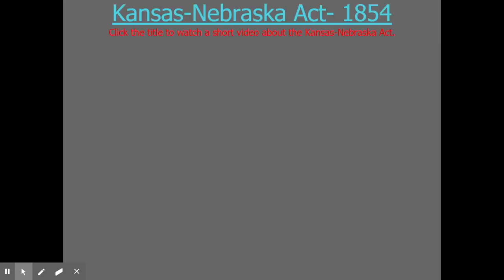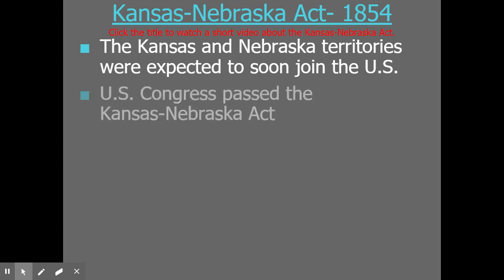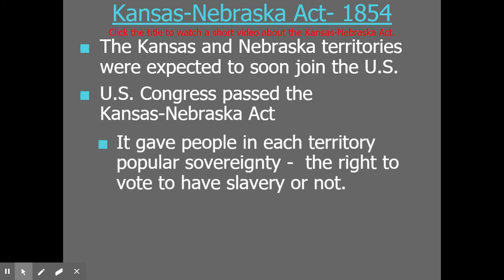All right, so 4 years later, we got another compromise or another act that we have to work our way through. Okay, so click here and watch the really quick video about the Kansas-Nebraska Act. Kansas and Nebraska were about to join the United States as territories, and Congress passes the Kansas-Nebraska Act, which gave the people of Kansas and Nebraska the ability to vote as to whether they wanted to have slavery or whether they didn't. So it gave them popular sovereignty.